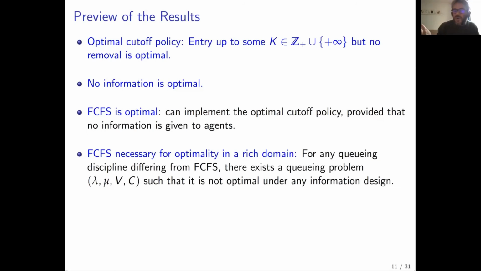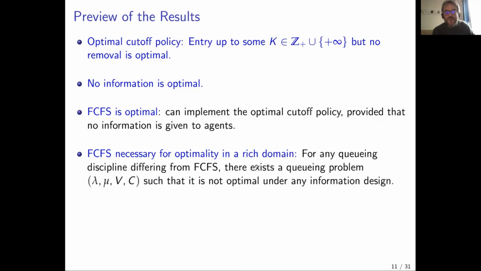So the entry rule and exit rule are going to be simple. In terms of the information rule, we'll have the no information rule as the optimal solution, meaning agents are not going to be provided any information beyond the information that they get through recommendations. And in terms of the queuing rule, we end up with first come, first served. This is going to be the optimal solution. So also a fairly simple queuing rule, which is used in practice. So this describes the first three bullet points, the optimal solutions of the designer's problem.